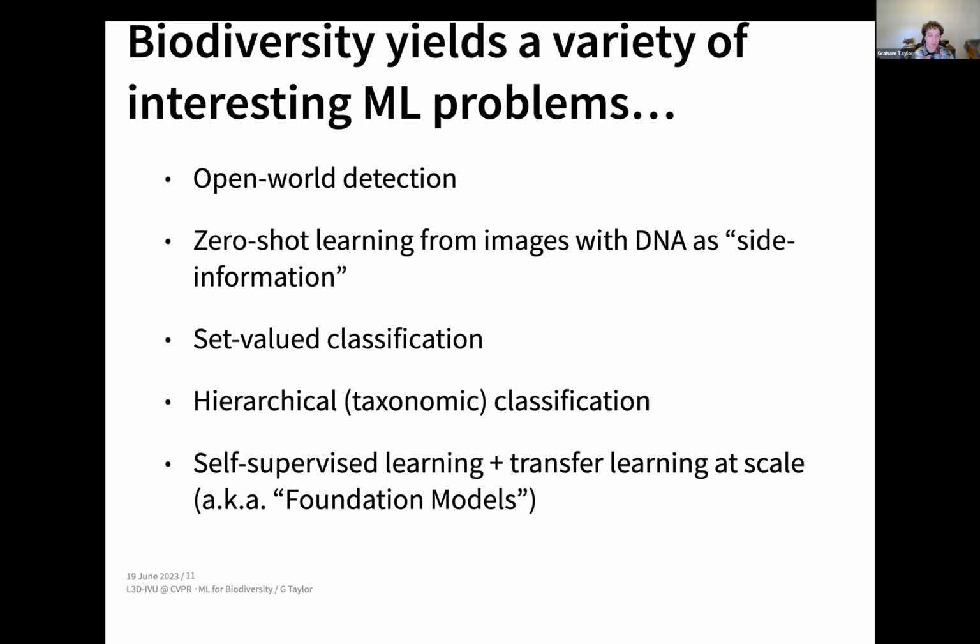I've mentioned the notion of the hierarchy of labels, so it's a taxonomic classification problem. And then definitely a big topic, even at the workshop today, is the notion of repurposing large scale models, the use of self-supervised learning and transfer learning at scale, which people are calling foundation models. And there's a real opportunity to build foundation models for biodiversity, including those that are multimodal in nature.